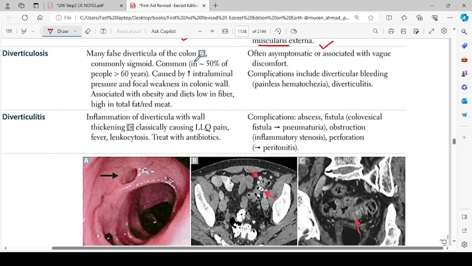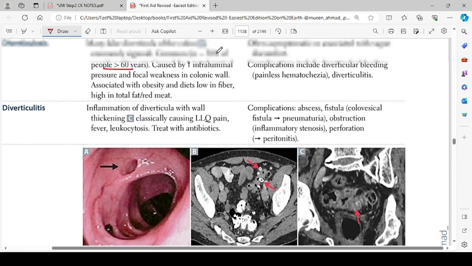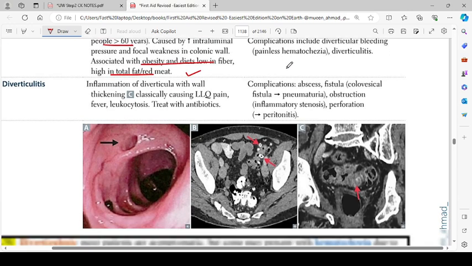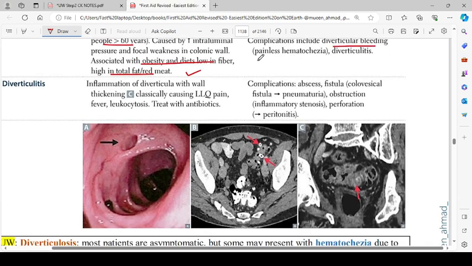Diverticulosis: many false diverticula of the colon, commonly sigmoid, found in about 50% of people more than 60 years of age. It is caused by increased intraluminal pressure and focal weakness in the colonic wall and is associated with obesity and diets low in fiber, high in total fat and red meat. Often asymptomatic or associated with vague discomfort. Complications include diverticular bleeding, painless hematochezia, and diverticulitis.